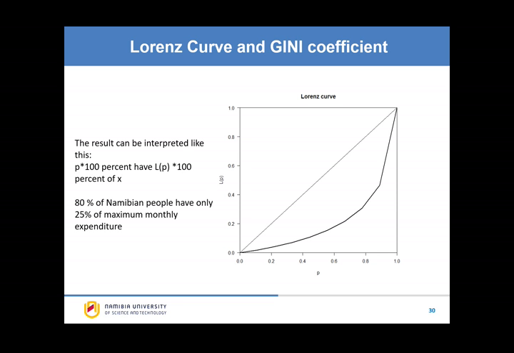That means this society is unequal as compared to a perfect equality indicated by this 45 degrees line, because this line will indicate that 20% of the population owns 20% of the financial resources, 40% of the population owns 40% of financial resources, and so on, so on, so on. Okay?